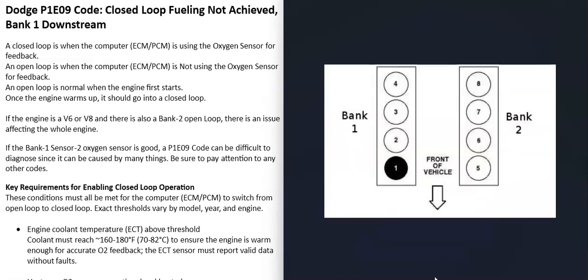If you have a 4-cylinder engine, then you're only going to have one bank. But if you have a V6 or V8 engine, the engine is going to have two banks. Bank 1 is always the side of the engine with the number 1 cylinder, and the opposite of that is bank 2. So if you locate the number 1 cylinder on that engine, since there can be differences, then that side of the engine is going to be bank 1.